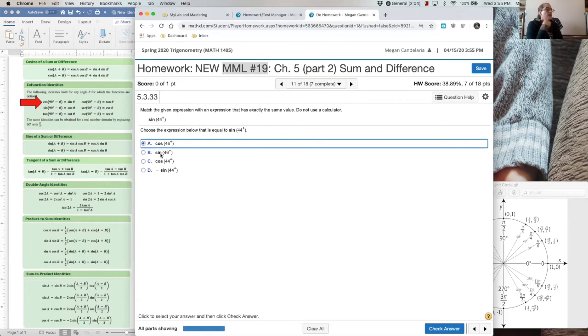Cosine of 44 and sine of 44. Well, this would actually be true if we had 45, because at 45 degrees, both cosine and sine are equal to the square root of 2 over 2, but it's not true for 44.